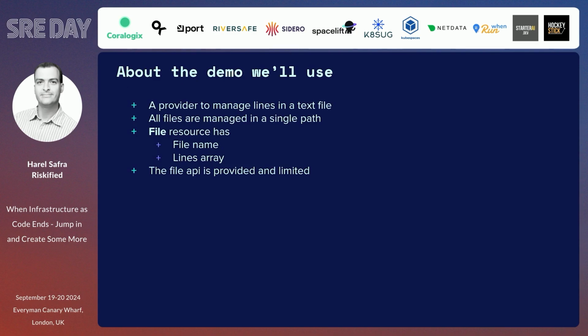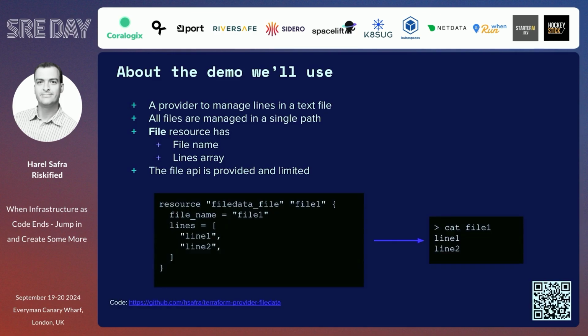The demo that you can download has the file API. It provides a few primitives that you can work with files, so when you're experimenting with a provider, you don't have to write primitives that access files. If you can see on the left side, your left side, you can see a resource in Terraform-ish, where you have file name and lines array. On the other side, you can see it translates into a single file that has line 1 and line 2. You can download that from my GitHub profile. I'll scooch over a bit. There's a QR code over there.